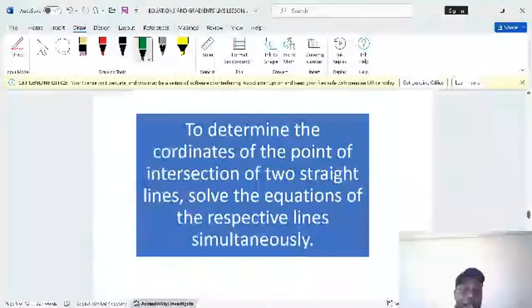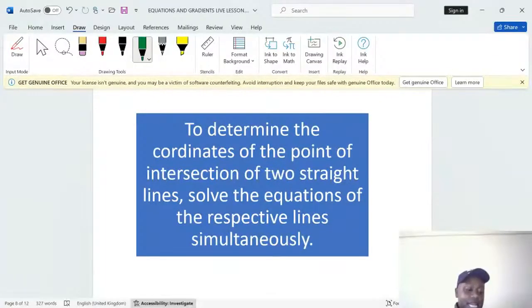But before then, allow me to mention that to determine the coordinates of the point of intersection of two straight lines, solve the equations of the respective lines simultaneously. Sometimes you'll be told to find the point of intersection for a given pair of lines. To handle that, you are just supposed to solve the two equations simultaneously.